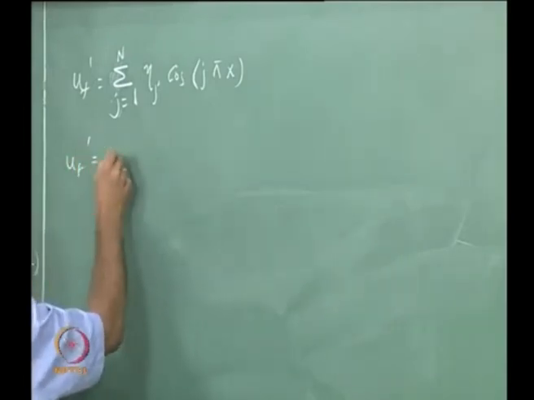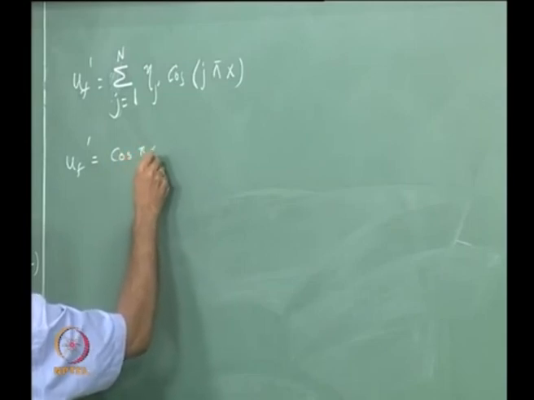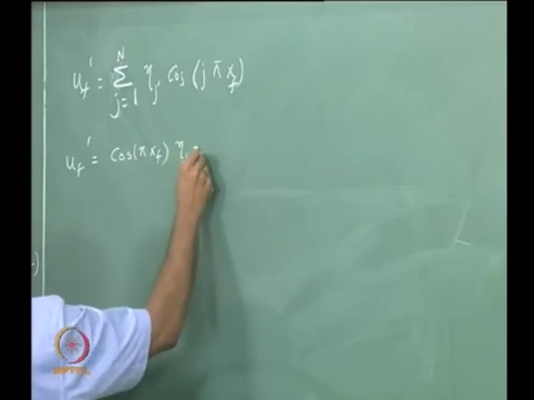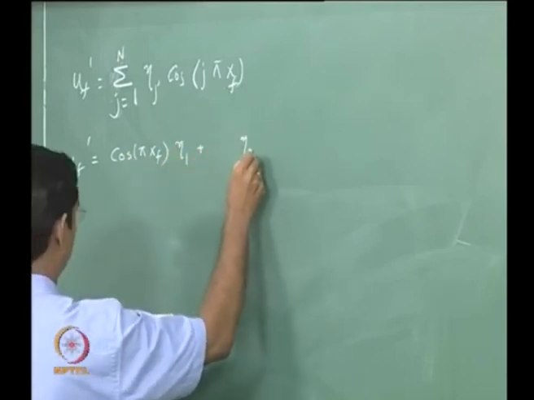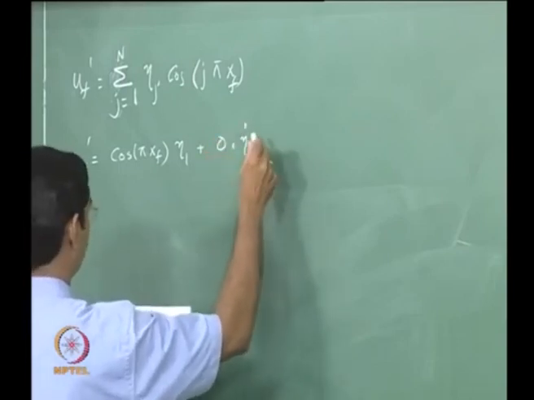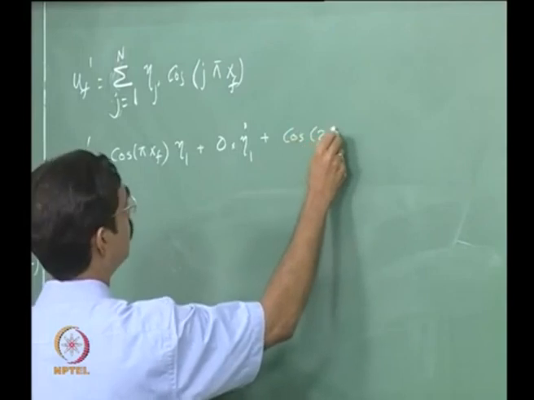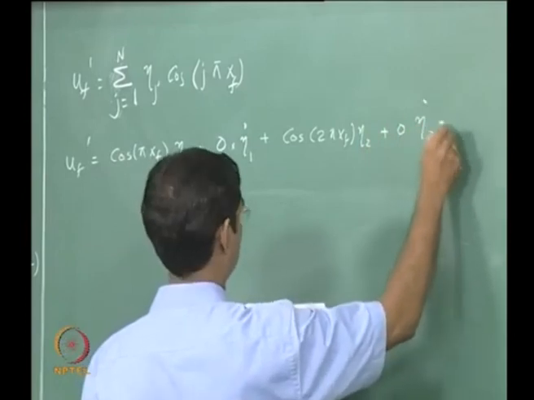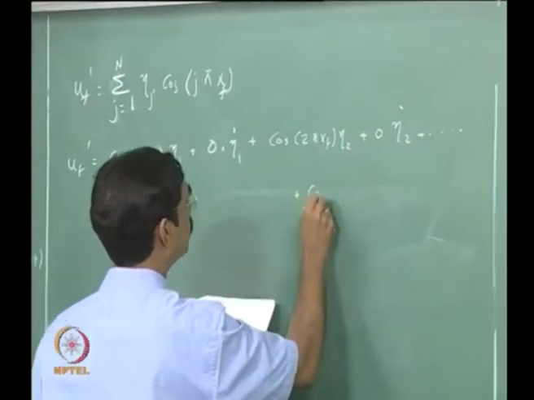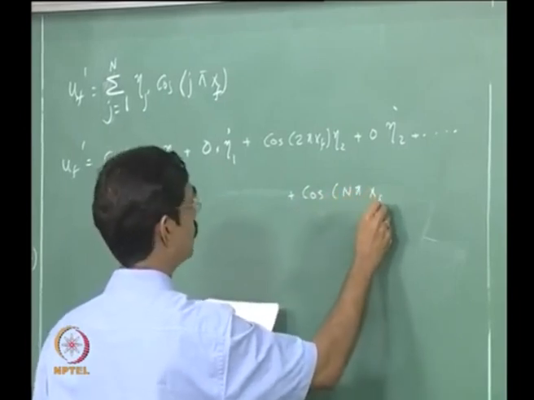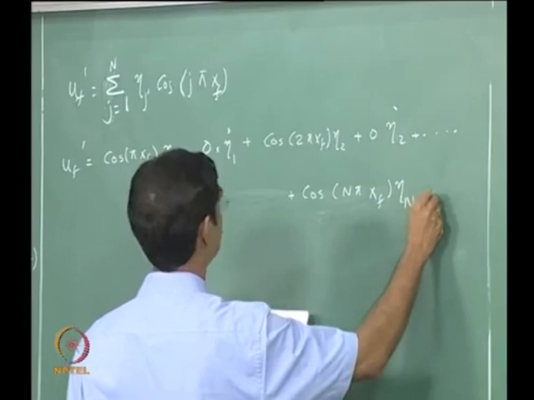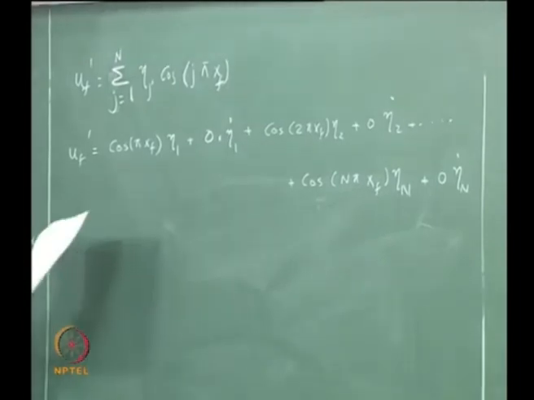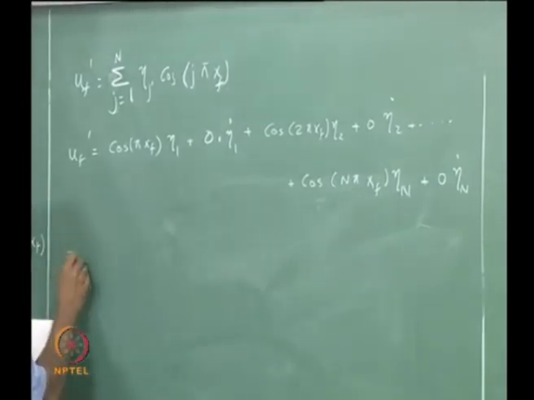So I will write this in an expanded way, so cos pi x_f times eta 1 plus, there is no eta dot term, so I will put 0 times eta 1 dot, plus cos 2 pi x_f times eta 2 plus 0 times eta 2 dot, plus and so on, plus cos n pi x_f times eta n plus 0 times eta n dot, okay. So I have written it out in longhand.